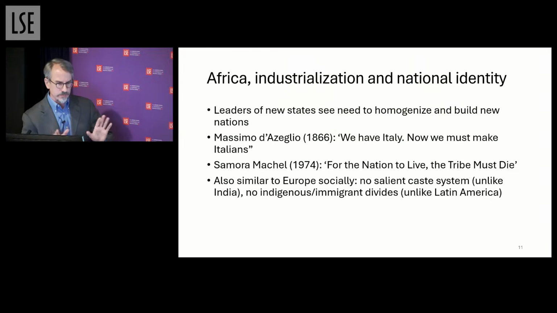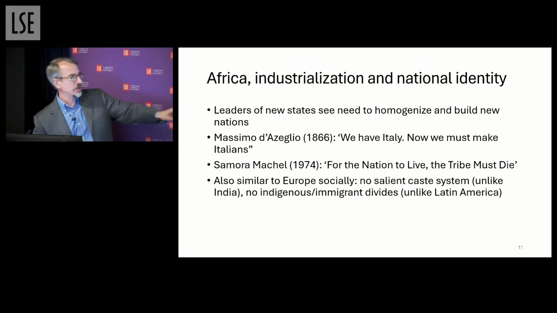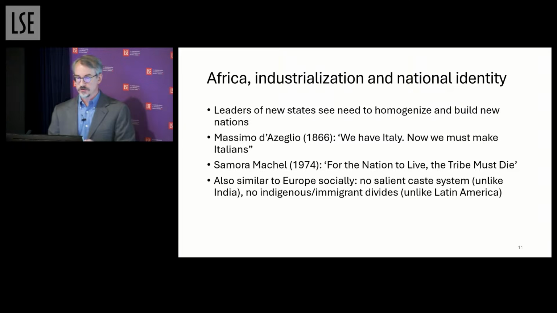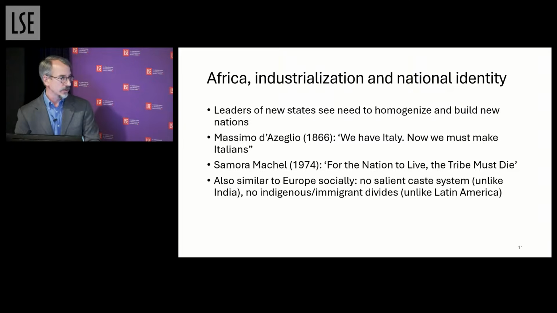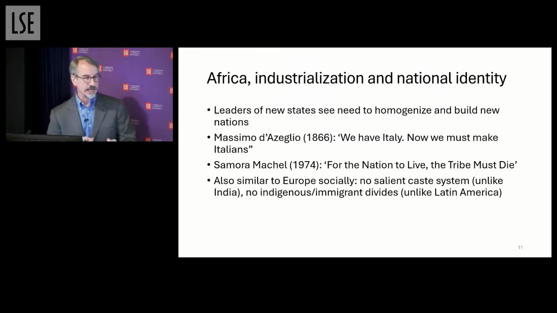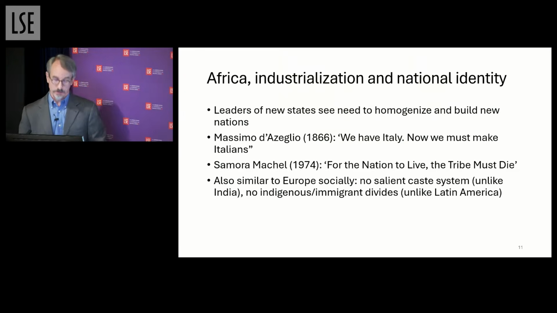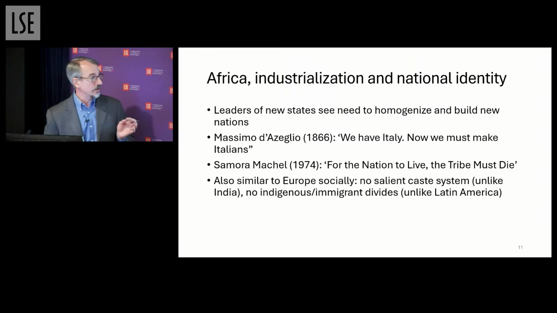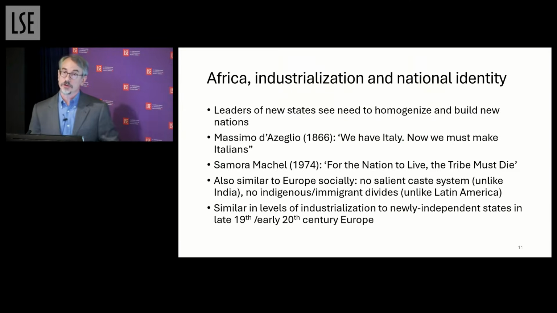Parts of West Africa, but it basically doesn't exist. And in Latin America, we get strong indigenous or immigrant divides, and mestizo concepts. Again, that doesn't really exist in that sense in Africa, with the exception of South Africa. So we have similarities there. We also have similarities in terms of industrialization.